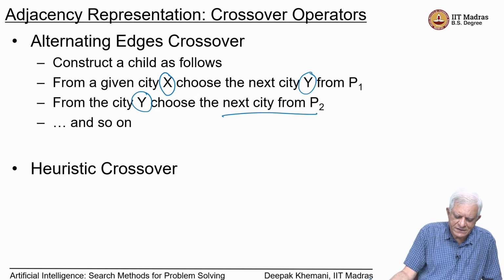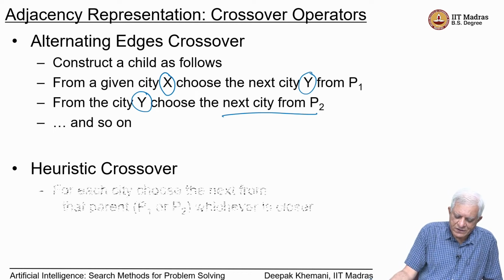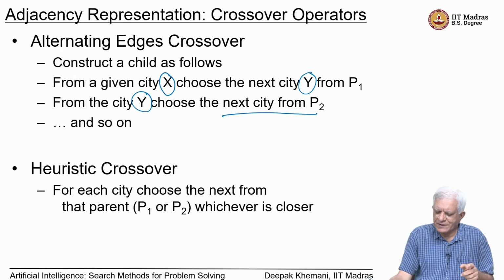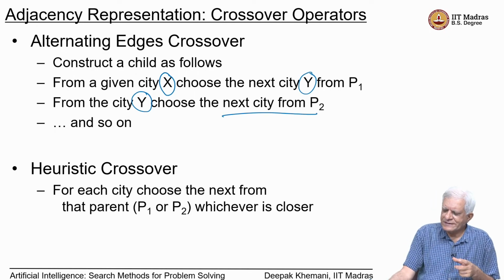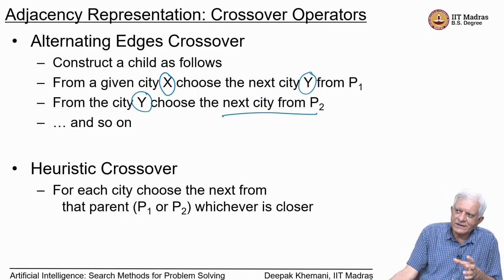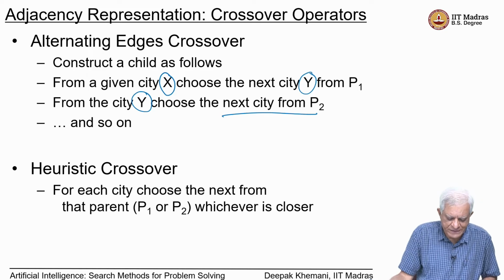Another variation is called the heuristic crossover. Sir, one doubt: in alternating edges crossover, we may end up in the same city again, right? Yes, that's right. Also, we may end up in a dead end as well. Yeah, that is a problem, and I will just mention that you have to be careful that not every way of constructing this will result in a tour. It's a very valid observation.